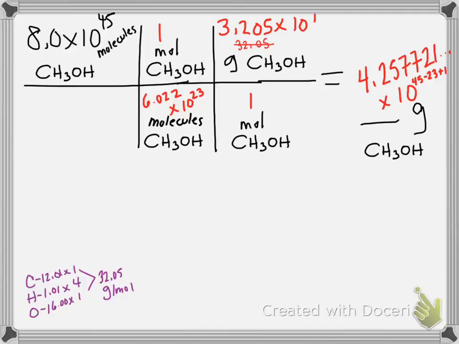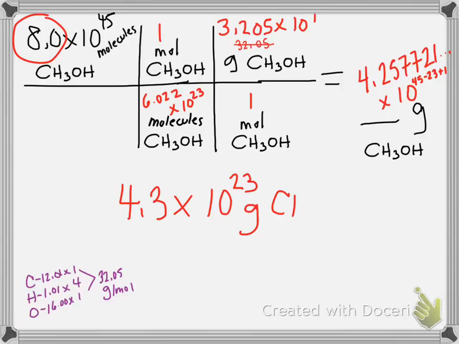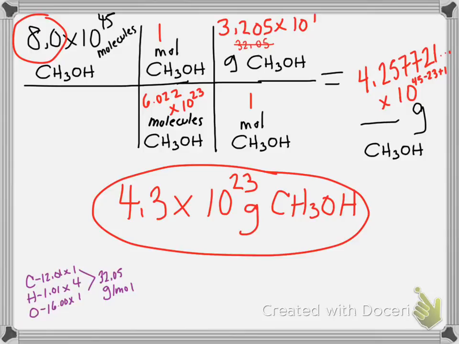Okay, so for my initial raw answer, I've got 4.25771, it goes on and on, times 10 to the 45 minus 23 plus 1. How many sig figs can I have? Just 2, because my given only had 2. So I have 4.3 times 10 to the what? What do you have? 10 to the 23rd. So we have 4.3 times 10 to the 23rd grams of methanol, CH3OH.